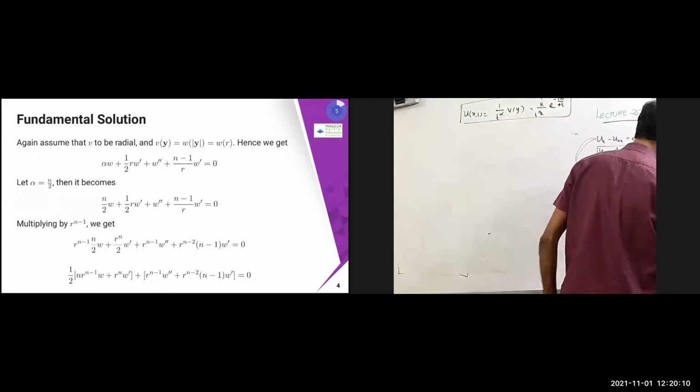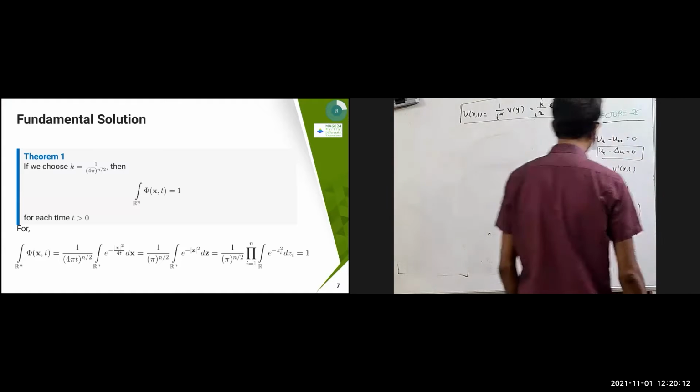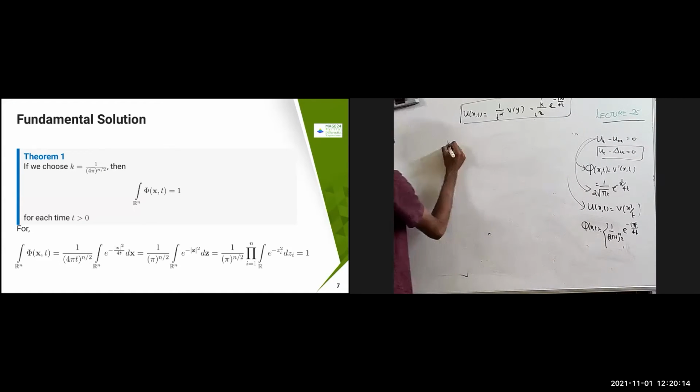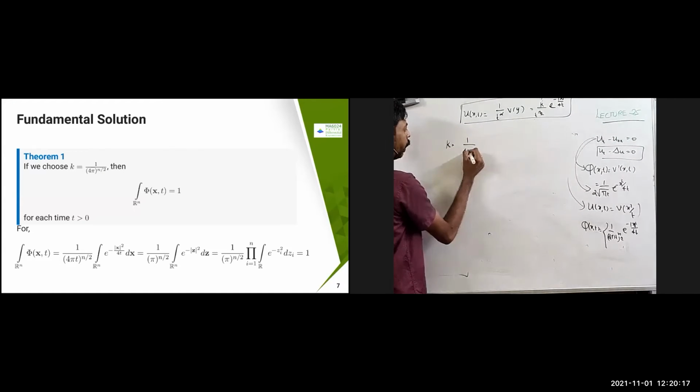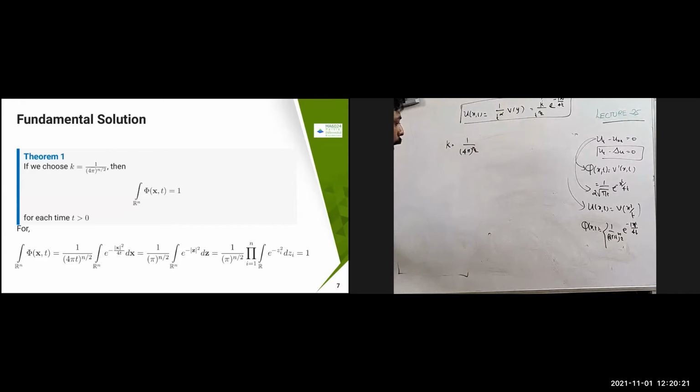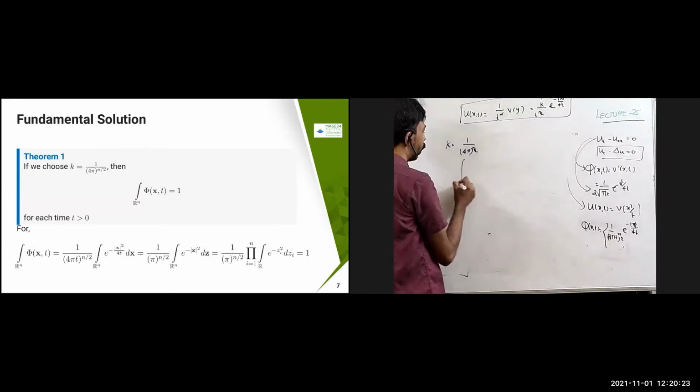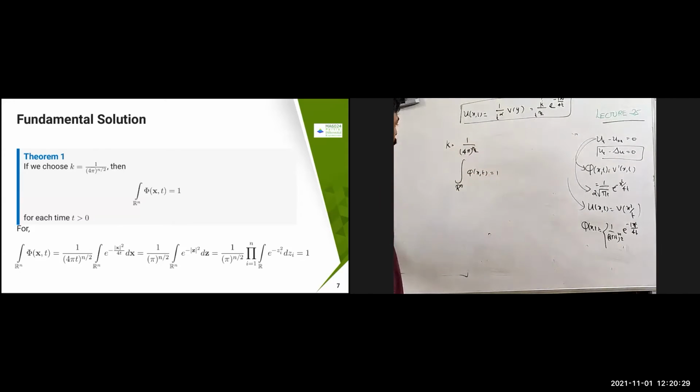So from that only we are going to obtain it. We are going to choose our k to be (1/4π)^(n/2). If I choose my k in this way, then you are going to get the integral over R^n of Φ(x,t) dx equal to 1, for each time t greater than 0, irrespective of t.